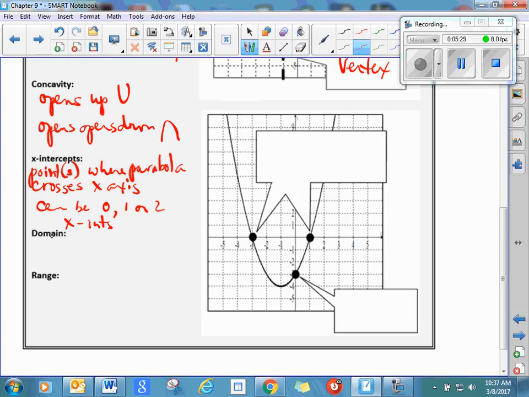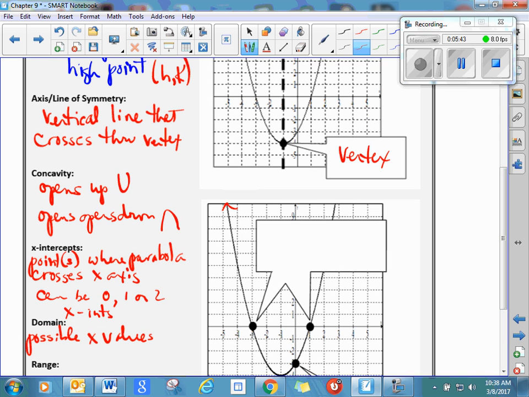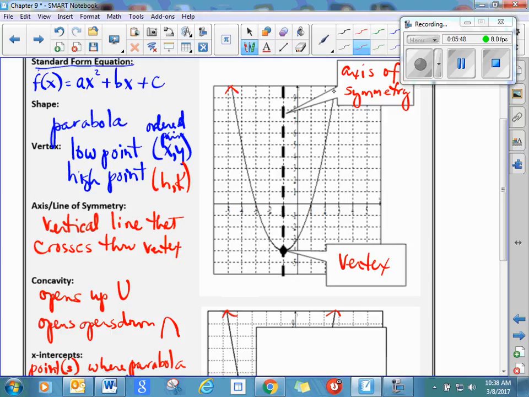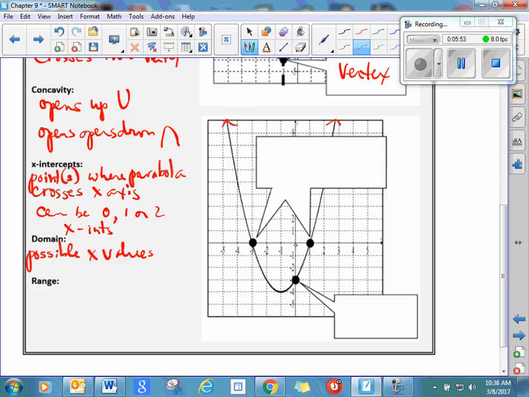Reminding you about the domain and the range. The domain are the possible x values for your graph. On both of these graphs, it doesn't actually show an arrow, but it should. We should have arrows on both of these graphs to show that this graph goes on and on forever, and all of the x values on the x-axis are part of this graph ultimately. So in these two cases, all real numbers is the domain.